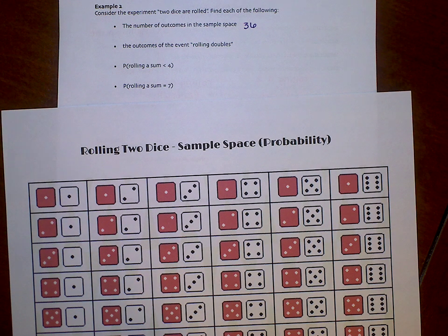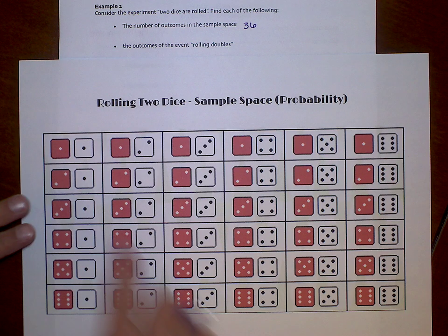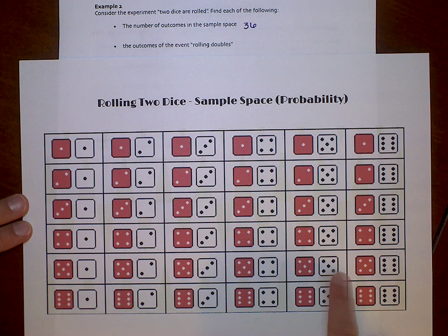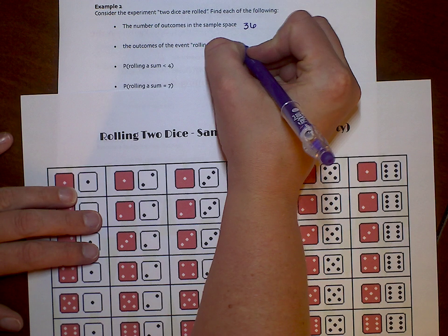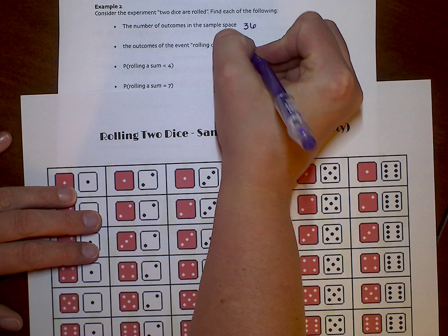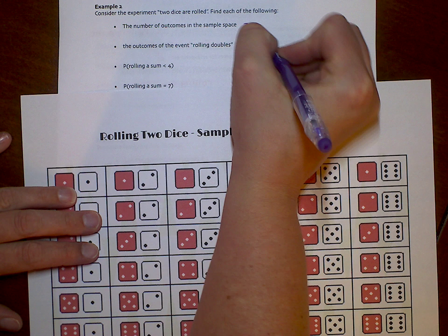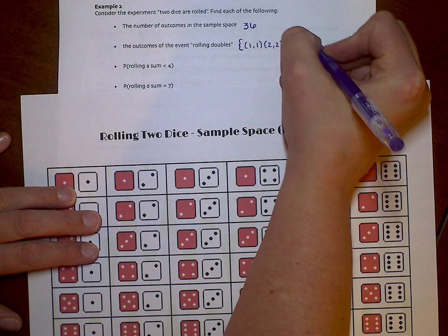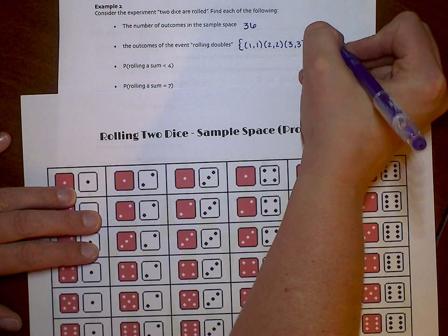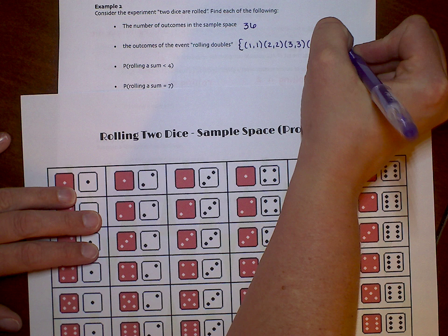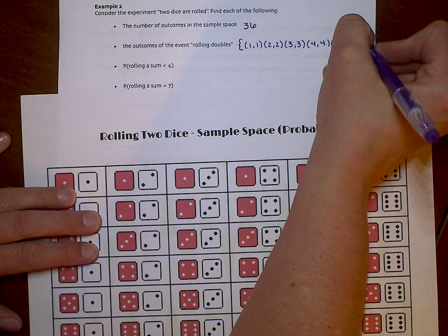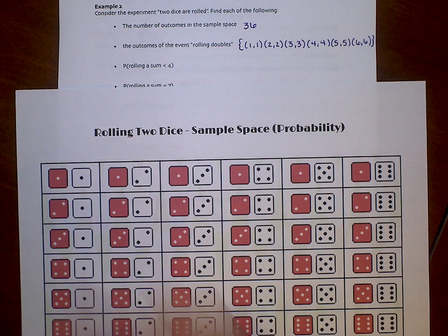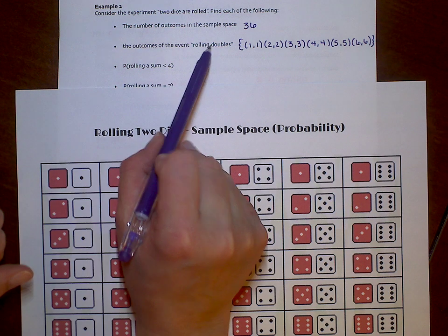Okay, the outcomes of the event rolling doubles. Doubles is when you roll 2 of the same. So that would be 1, 1, 2, 2, 3, 3, 4, 4, 5, 5, 6, 6. So the outcomes would be exactly what I just said. Okay, so that's how we would list the outcomes. That's the set of all possibilities that would fit this situation.